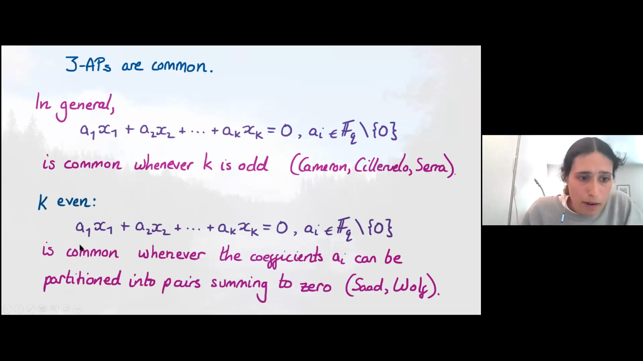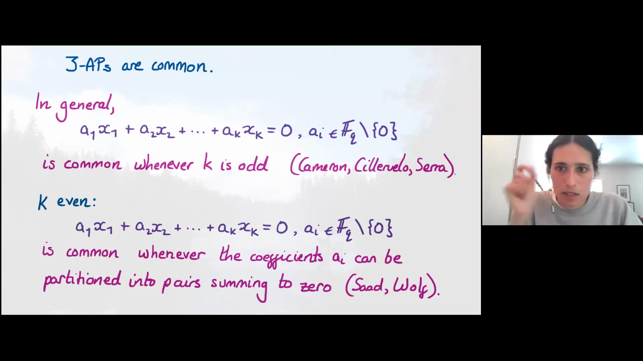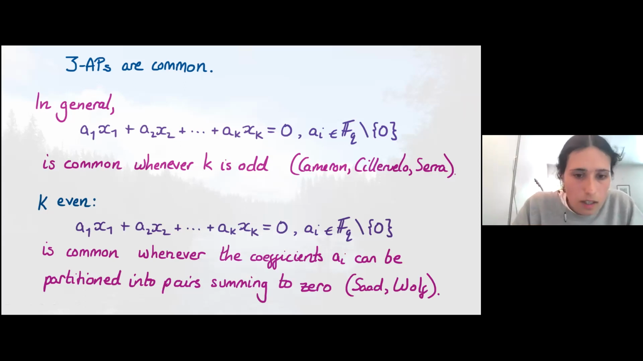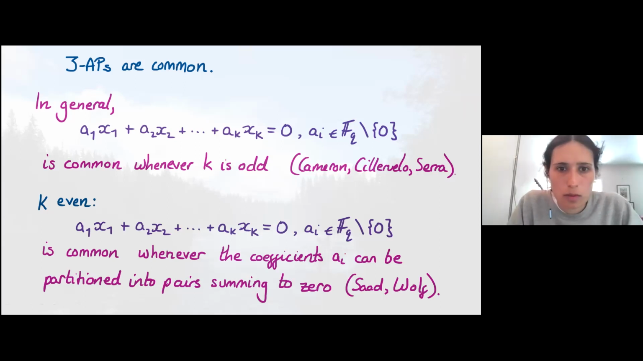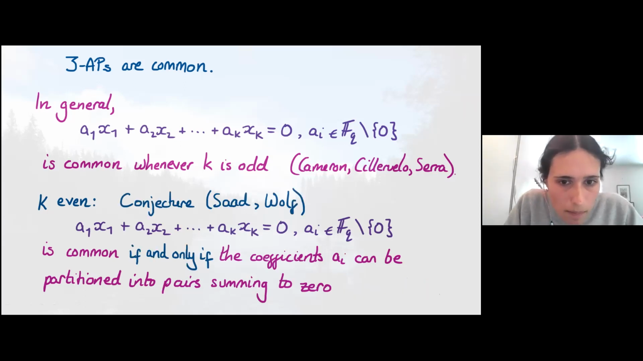What about an even number of variables? Well, Sad and Wolf proved that if you have a single equation, then your equation is common whenever the coefficients can be partitioned into pairs that sum to 0. That's not a particularly difficult argument. You can do a Cauchy-Schwarz type argument. They conjectured, in fact, that this was an if and only if. So whenever you have an even number of variables, it's common if and only if the coefficients can be partitioned into pairs summing to 0.